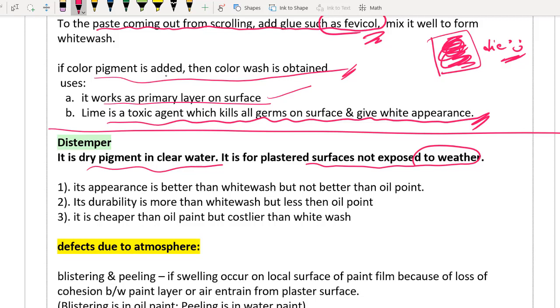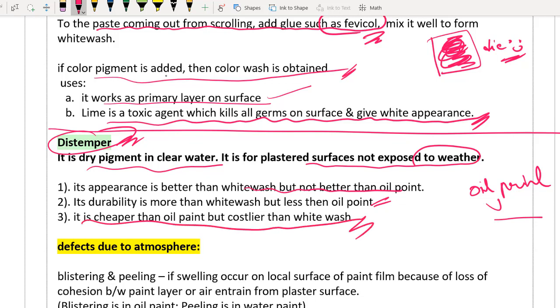So obviously, whenever you are using distemper, it will look better than whitewash or this color wash, but it will not look as good as oil paints. Oil paints are superior quality. Obviously, distemper उससे थोड़ा कम ही रहेगा. Its durability is more than whitewash but less than oil paints. Obviously, all properties of distemper are superior to whitewash or color wash, but less compared to oil paints. Okay, it is cheaper than oil paints but costlier than whitewash. So you can just understand, right, and tick the right answer.